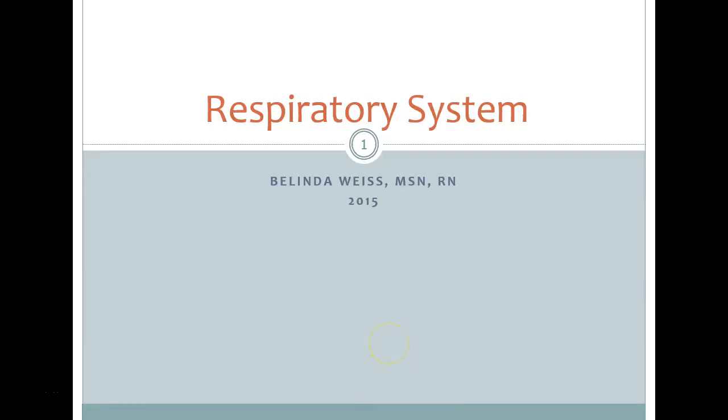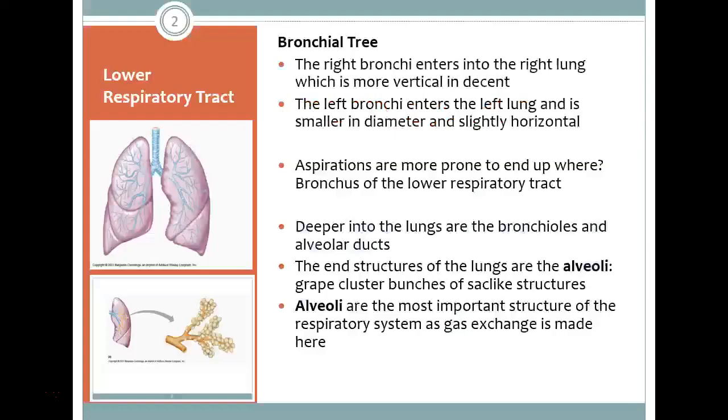All right, everybody, welcome to the respiratory system. We're going to begin by reviewing some concepts we learned in anatomy and physiology. Looking at the picture on the left-hand side of our lungs, you'll notice that the right bronchus enters into the right lung, which lies more vertical in descent. The left bronchus enters the left lung, and it's smaller in diameter and slightly more horizontal than the right.